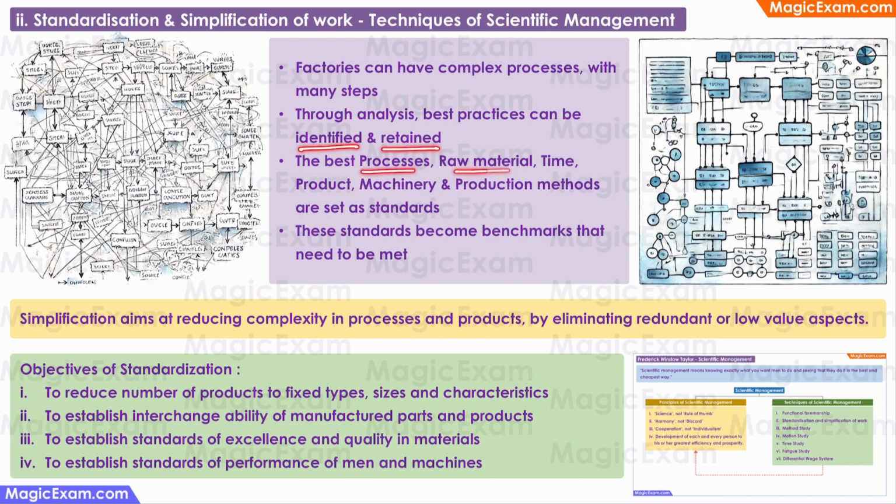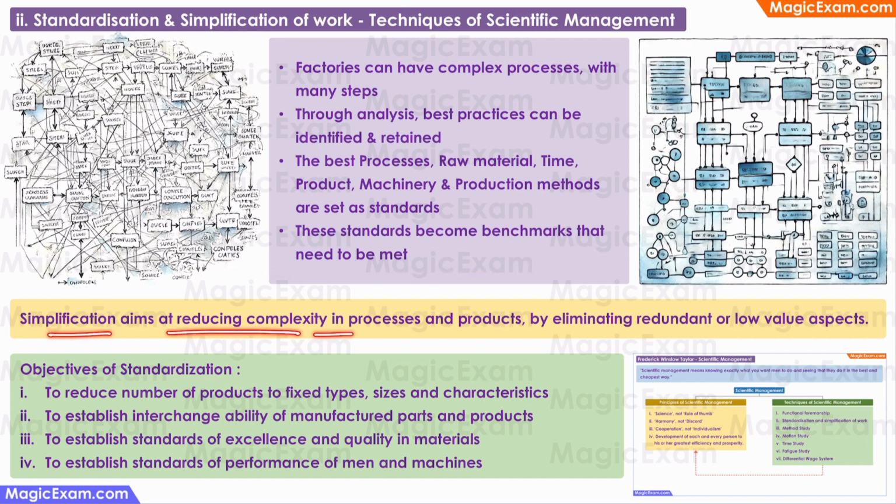The best process, the best raw material, ideal time, most efficient product, the best machinery, and the best production methods should be identified and set as standards. These standards will become benchmarks that need to be met. This is standardization, that is, identifying the best of everything and setting them as standards.